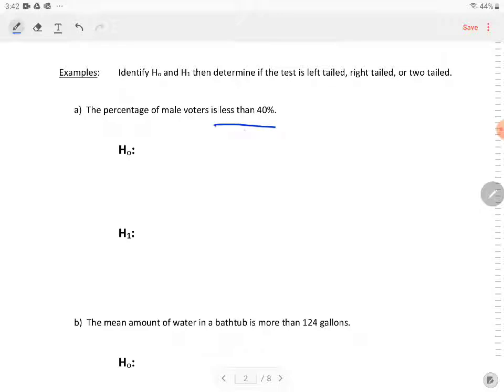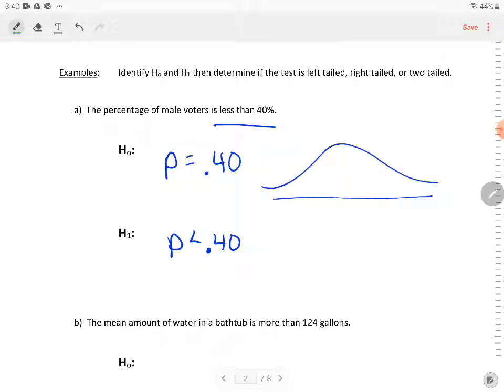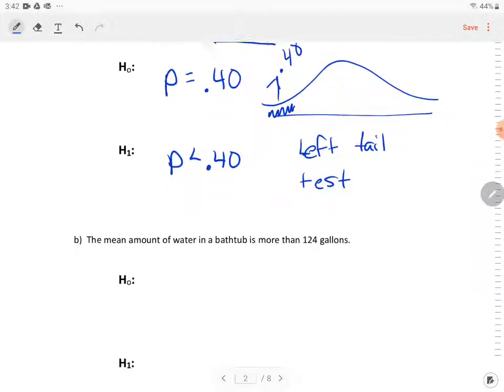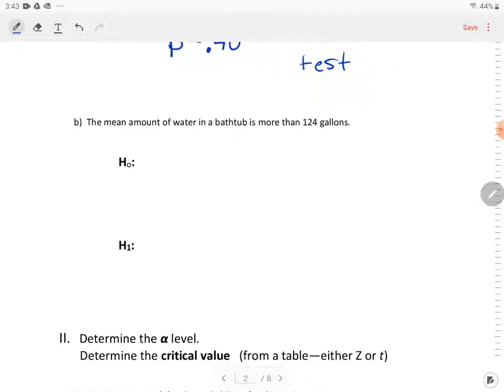Okay, less than. So we know it's going to be either left or right. So our H1, that's a percent, which is a proportion. P is less than 0.40. Now, the H0 is always equal, so P equals 0.40. So if we draw a picture, where does less than end up? So I'm going to say that my area here, my alpha, is at 0.40. Okay, so that's going to be a left tail test. So notice that less than is going to go left.